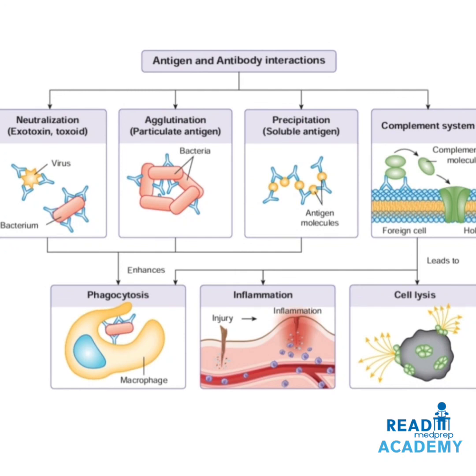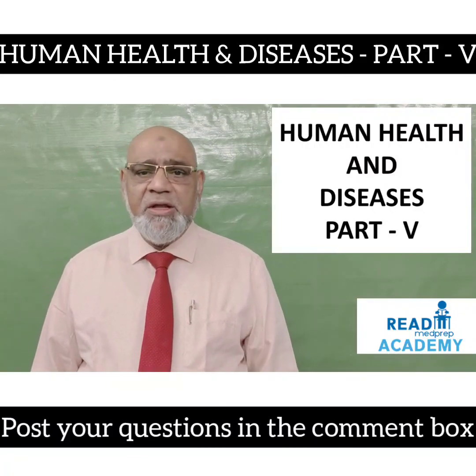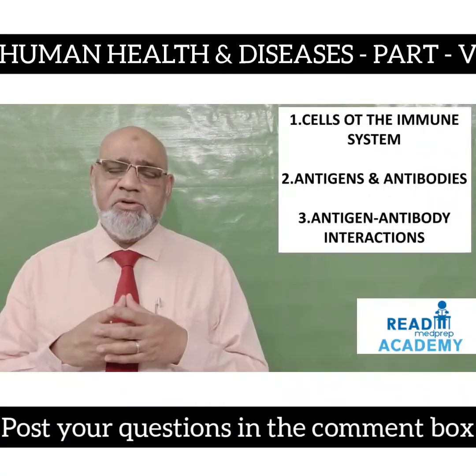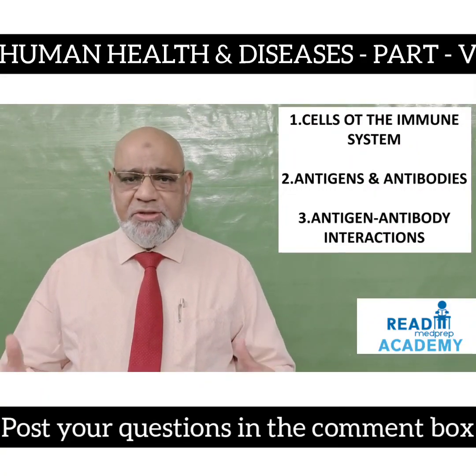So the neutralization, the agglutination and precipitation reaction causes phagocytosis by macrophages. The complement system also favors increase in the phagocytosis, causes release of complement substances and chemical mediators which causes inflammation, and it also causes cell lysis. So today in Human Health and Diseases Part 5, we discussed the cells of the immune system, antigens and antibodies, antigen antibody interactions.